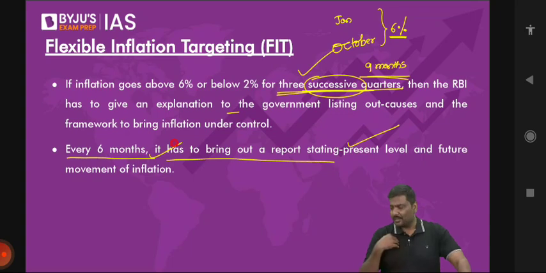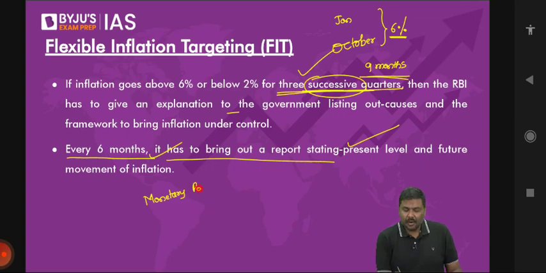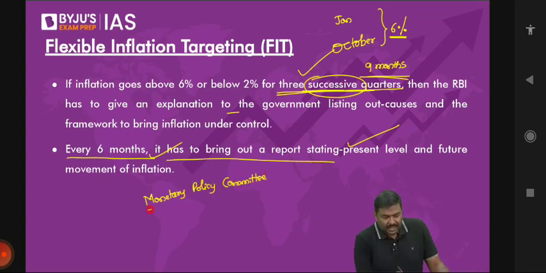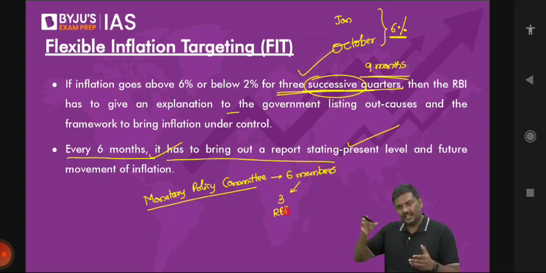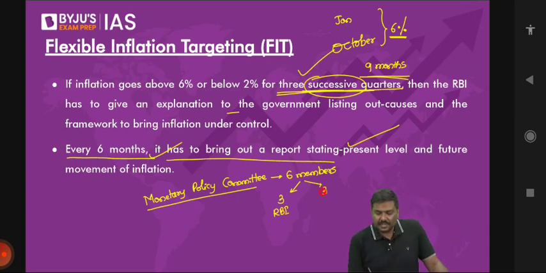In addition to this, please understand the next point now. There is a concept called the Monetary Policy Committee, MPC. Now, what is this Monetary Policy Committee? In the Monetary Policy Committee, there are 6 members. 3 of them are from RBI, that is the governor of RBI, a deputy governor, etc. And the other 3 are experts who are appointed by the Government of India.